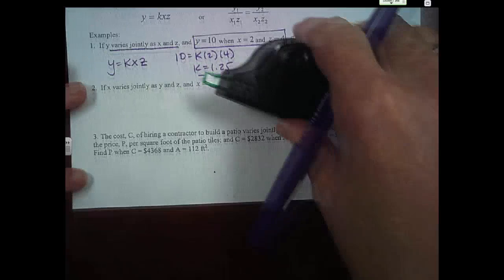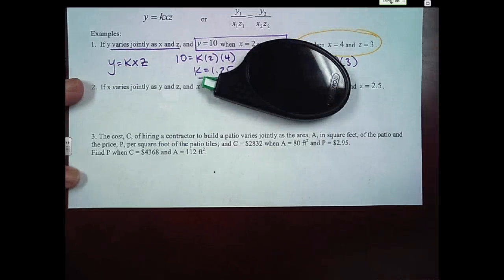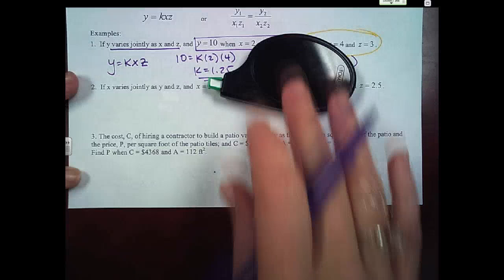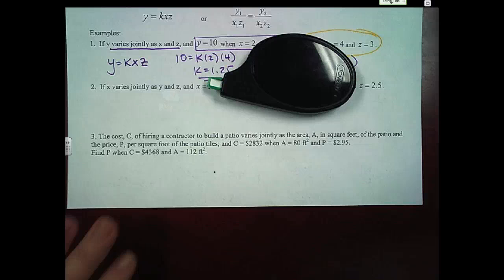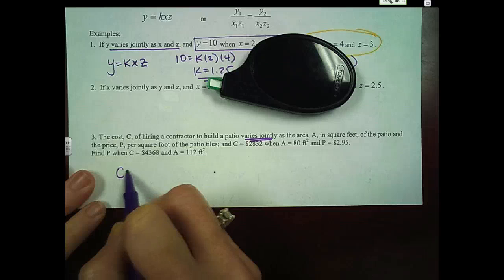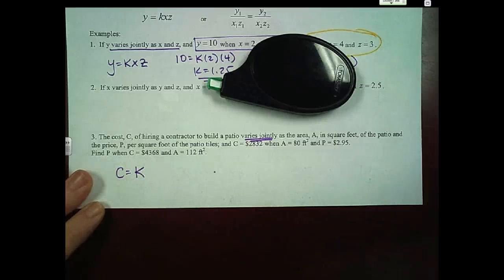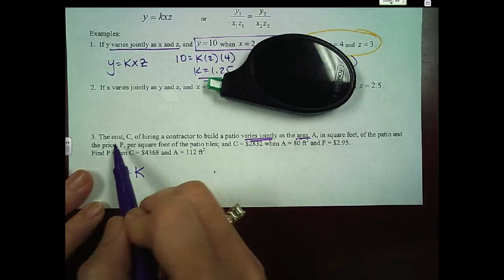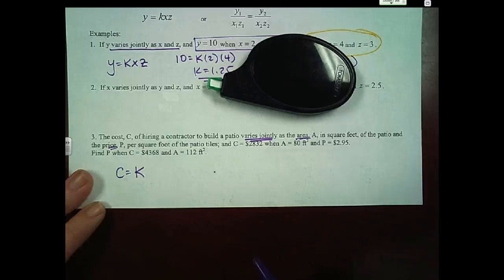Okay, we're going to skip number 2 and go to 3. 3 will be the last one for today. Try number 3. It varies jointly. The cost of hiring a contractor to build a patio, so the cost varies, so there's my K, jointly as the area in square foot of the patio and the price. That makes sense. Both of those make it go up, right? How big it is and the cost of the materials.